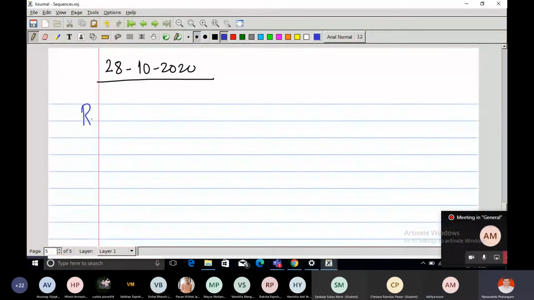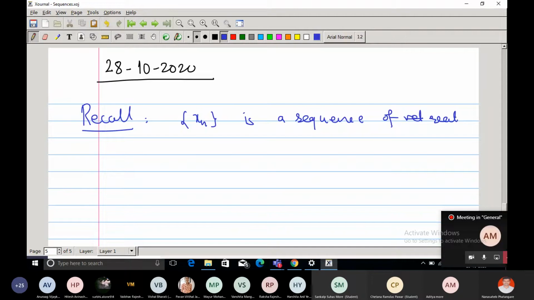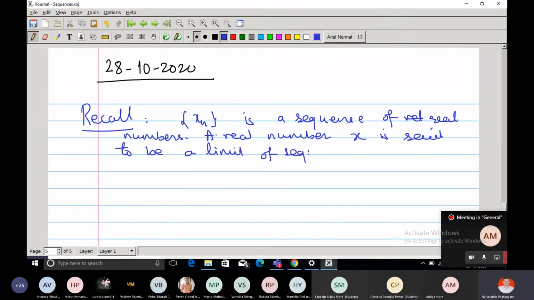So, xn is a sequence of real numbers. A real number x is said to be a limit of the sequence xn if, given any distance from x, we can find terms of the sequence, right? So this is what we defined yesterday.